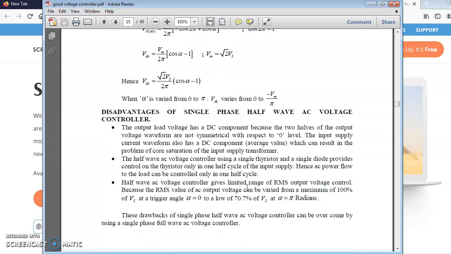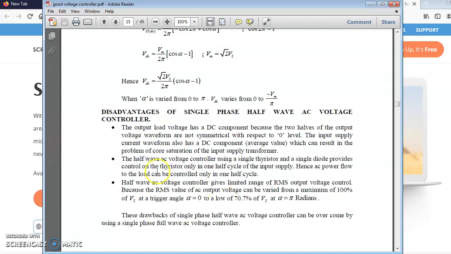Now, what are the disadvantages of the single phase half wave AC voltage controller? The output load voltage has a DC component because the two halves of the output voltage waveform are not symmetrical. You can see the positive half and the negative half are not symmetrical with respect to the zero level. So the input supply waveform also has a DC component, which can result in the problem of core saturation.